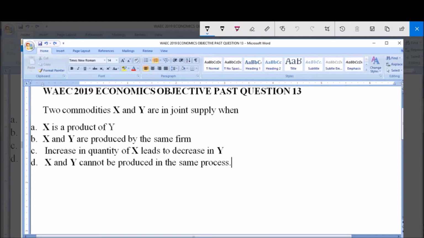Hello, I'm going to be answering WAEC 2009 Economics Objective Past Question 13. Two commodities X and Y are in joint supply when A. X is a product of Y, B. X and Y are produced by the same firm, C. Increase in quantity of X leads to decrease in Y, D. X and Y cannot be produced in the same process.